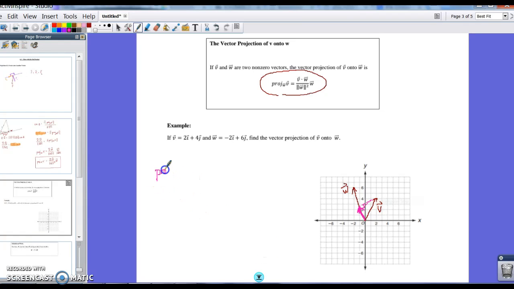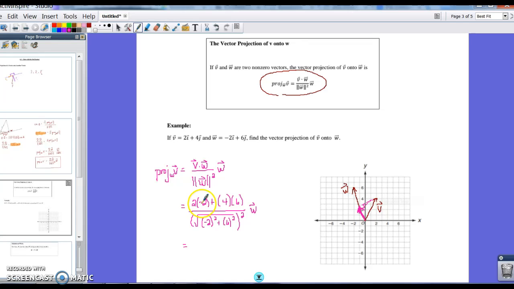So the projection of V onto W is going to be the dot product of V and W over the magnitude of W squared, times W. The dot product of V and W, remember, we're just multiplying the horizontal components together plus the product of the vertical components, over the magnitude of W. So that's going to be negative 2 squared plus 6 squared, and then I'm going to square that, and then I'm multiplying that by W. So let's figure out what this calculation is first, and then we'll apply vector W to that.